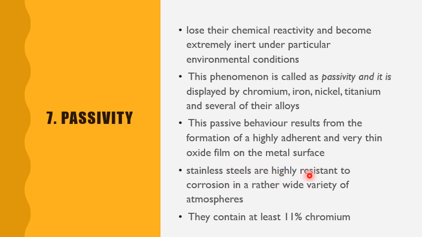Stainless steels are highly resistant to corrosion in a rather wide variety of atmospheres. You know well about it. Stainless steel we are using in homes, and it is very resistant to corrosion. They contain at least 11% chromium. Chromium is a highly corrosion resistant material. It is a passive material. It is a metal which shows passivity. So that is why, due to this 11% chromium, stainless steel is highly resistant to corrosion.